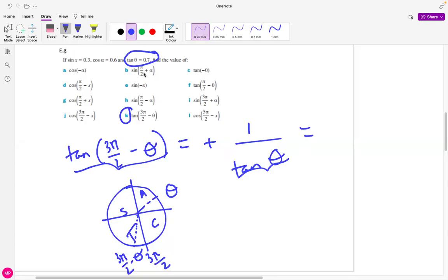And tan theta, they give me 0.7. So 1 over 0.7, which is 1 over 7 over 10. If you flip it, it's 10 over 7.